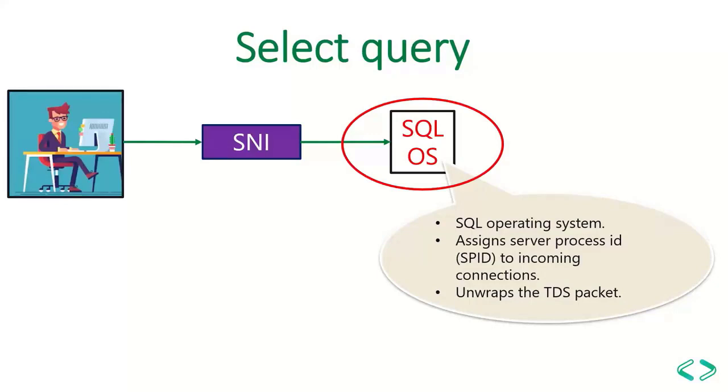You know the SPID, right? Whenever you run sp_who or sp_who2, you see those SPIDs, like SPID number 94, 105. Those are the active connections made to the SQL Server. So once a SPID has been assigned, the TDS packet will be unwrapped and identified as a SQL query.